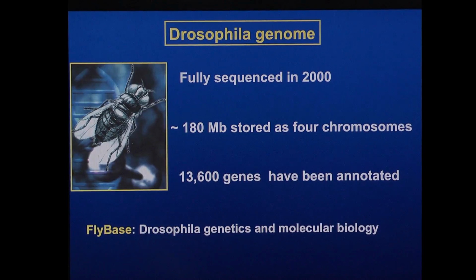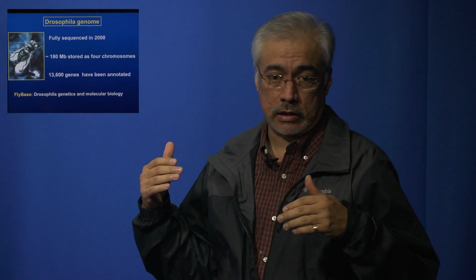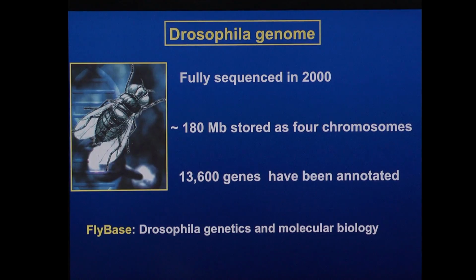So again, the Drosophila genome is not too complicated, or the complexity is a lot lower compared to higher organisms. It was fully sequenced in the year 2000, which means that we now know the entire content of genes. The genome has been annotated. We know the names of the genes, what they do, what proteins are encoded by each of these genes, and so on. It has 4 chromosomes and, as I told you, about 13,000 genes.